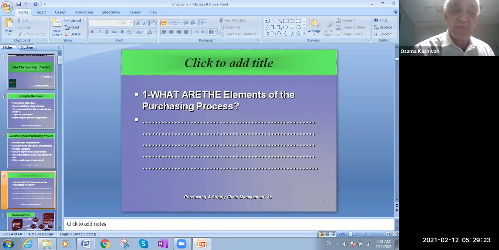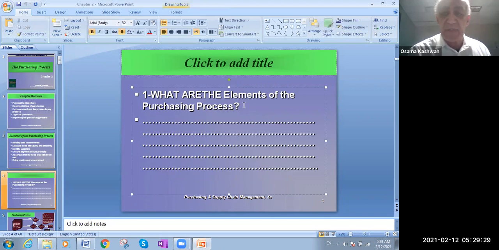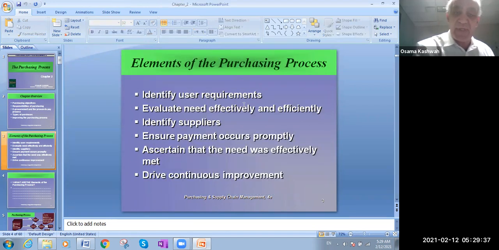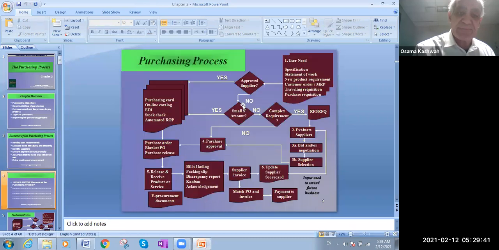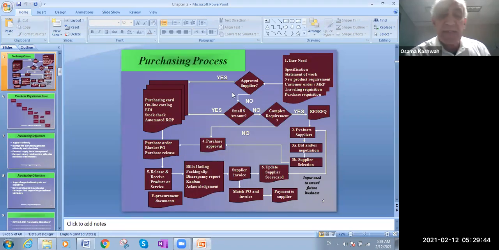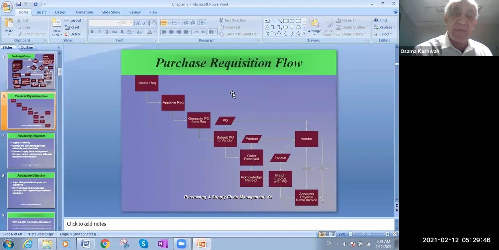So here is the first question. What are the elements of the purchasing process? And I will give you a few minutes to work on this question. What are the elements of the purchasing process? So it's based on the elements of the purchasing process, which we mentioned here. And here is a chart for the purchasing process.